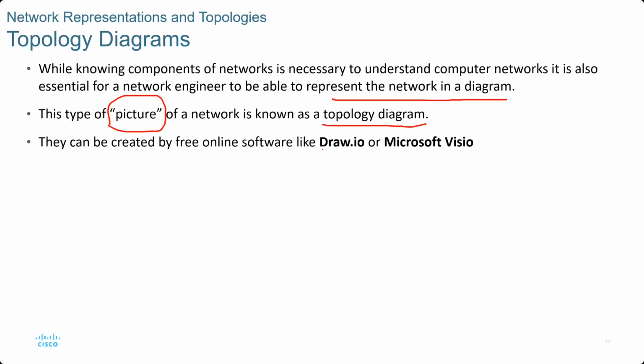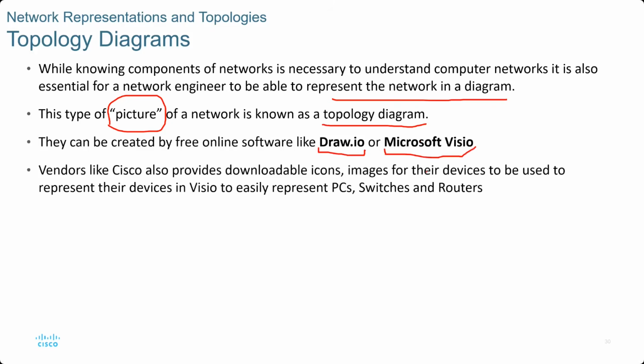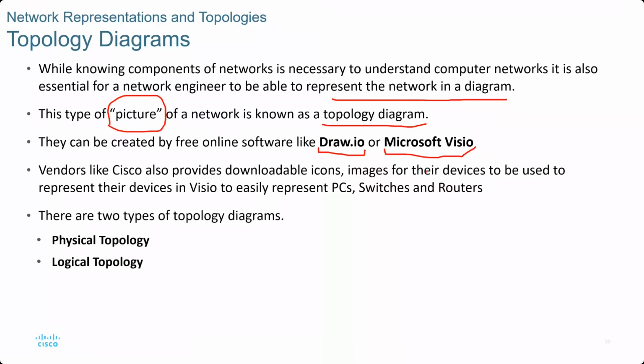We can use free software. If you go to online.draw.io, or if you have Microsoft Visio, you can draw these topologies in there. It's very easy to do so. Different vendors also have different icons for representing a computer, a router, a switch. You can download them and use them, or they are readily available if you go to the Draw website. Then you can build these topologies. So we have mainly two topology diagrams to represent networks. One is called a physical topology, another is called a logical topology.